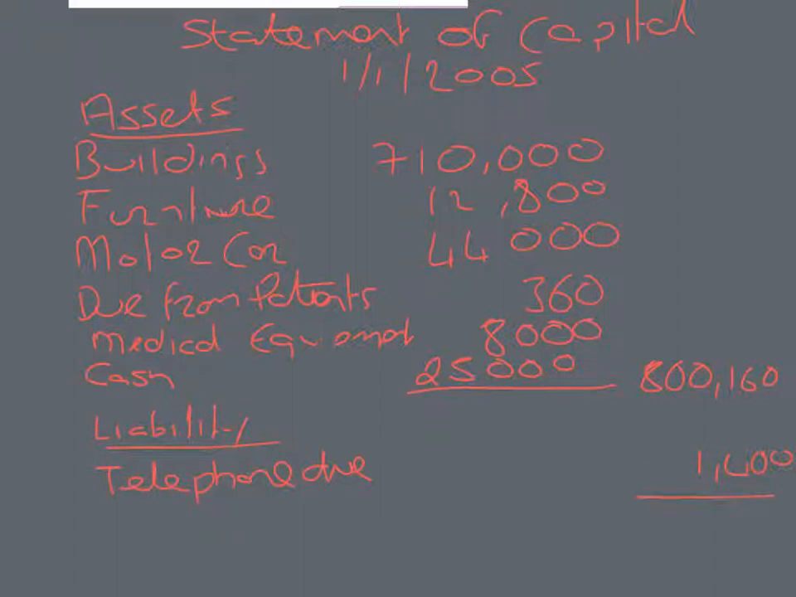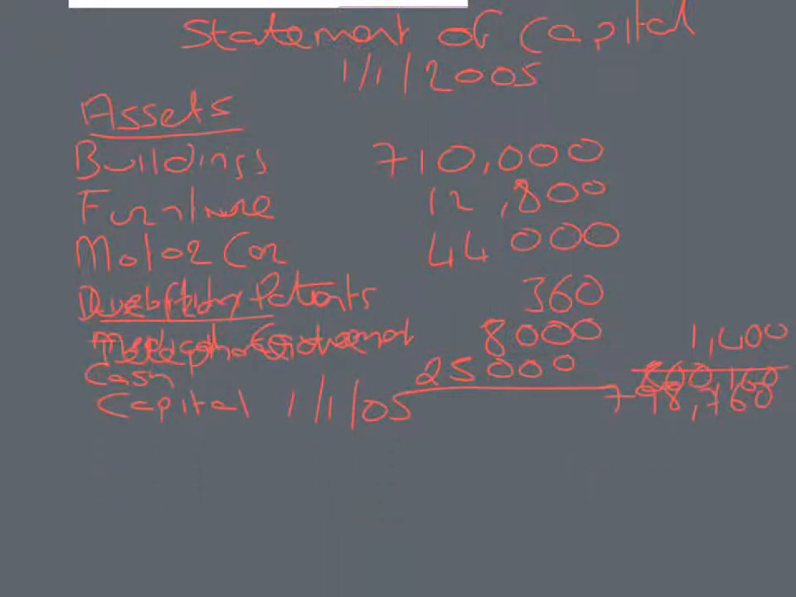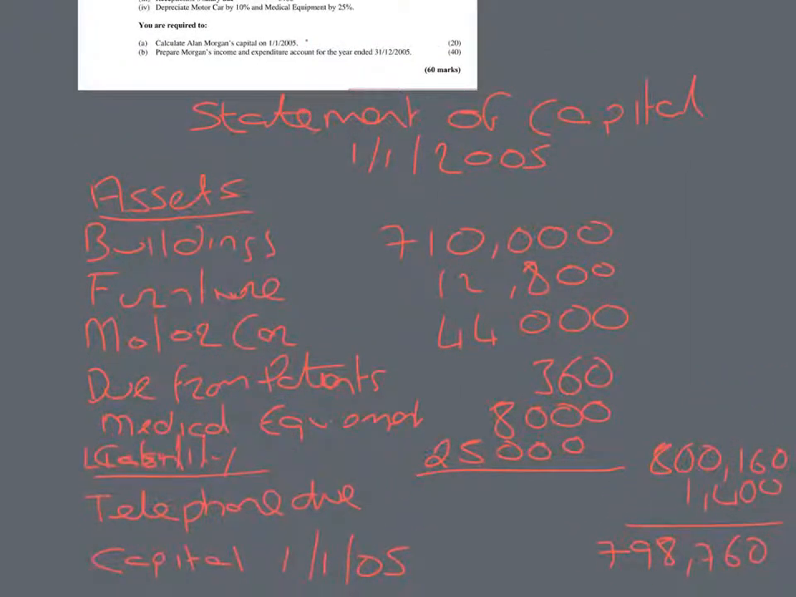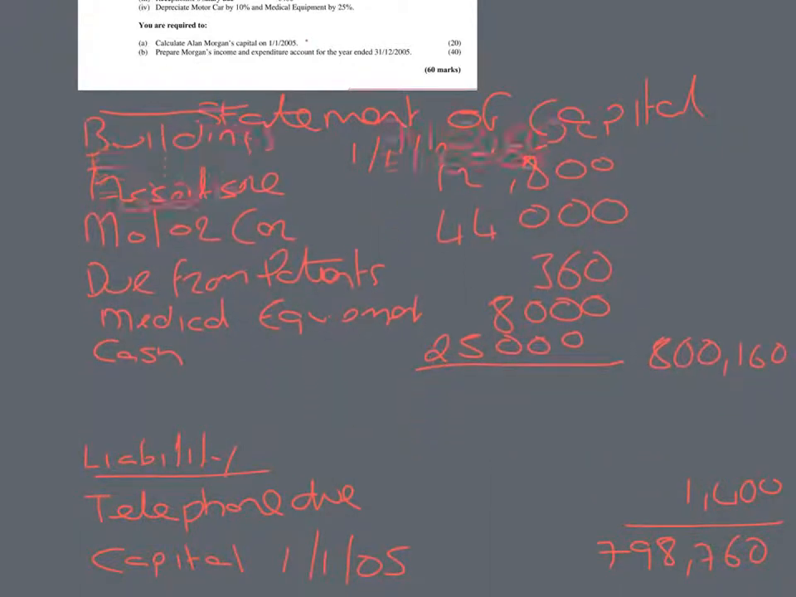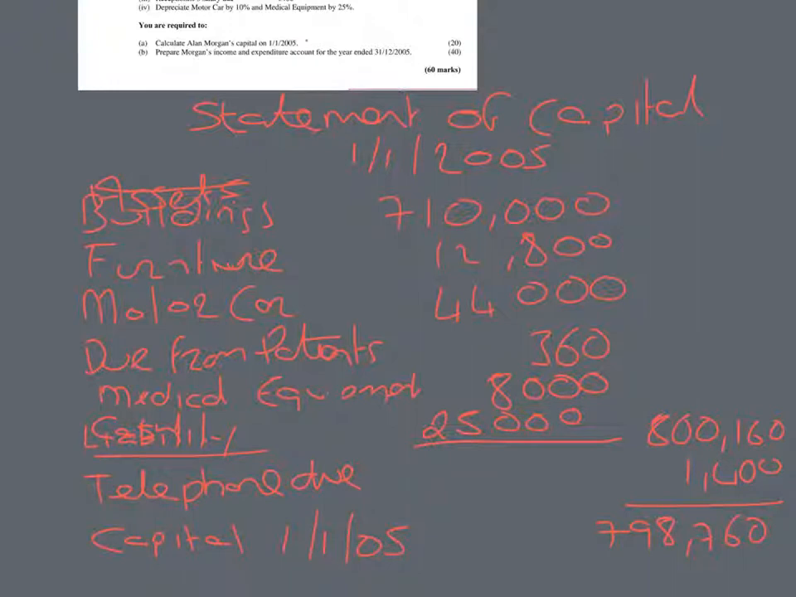Then all we need to do is subtract them. So our actual value of capital is 798,760. So that's our capital at the start of the year, 1st of the 1st, 05. And that's going to be an important figure. Oh, well, actually it won't be. Hold on a second, I'll just fix that. And I'll move the screen up a little bit. So that's our statement of capital, 798,760. And now I'm going to look at the income and expenditure account next.